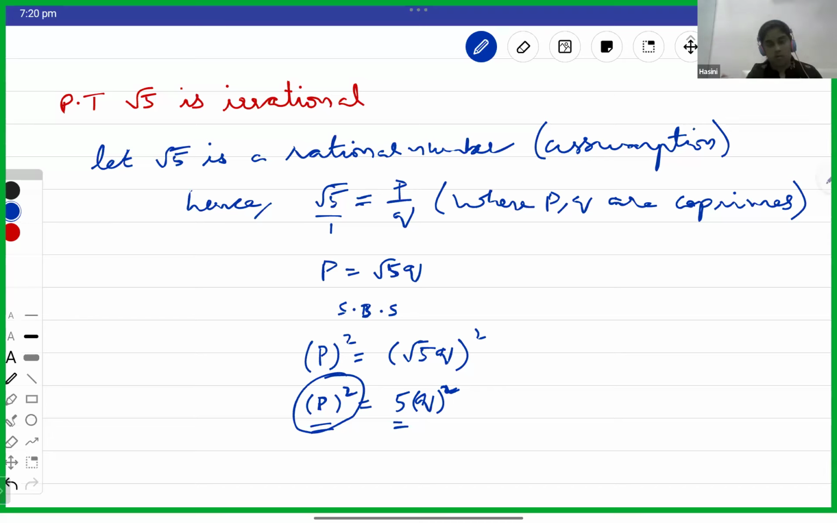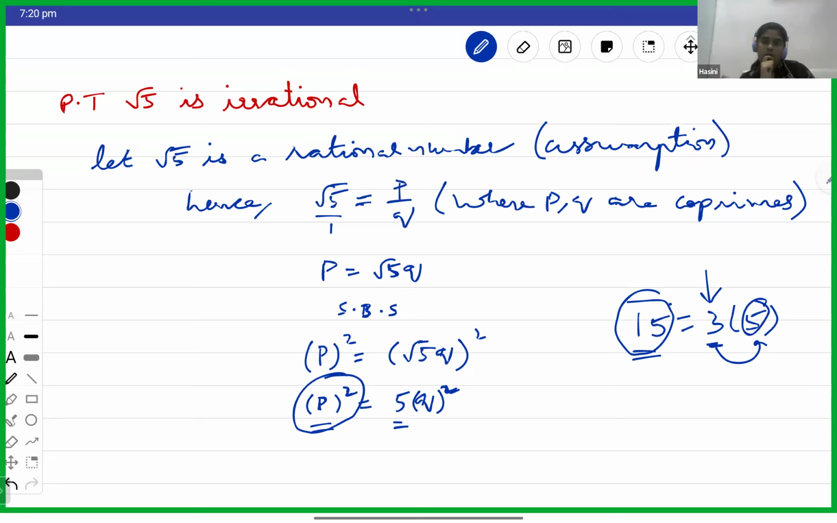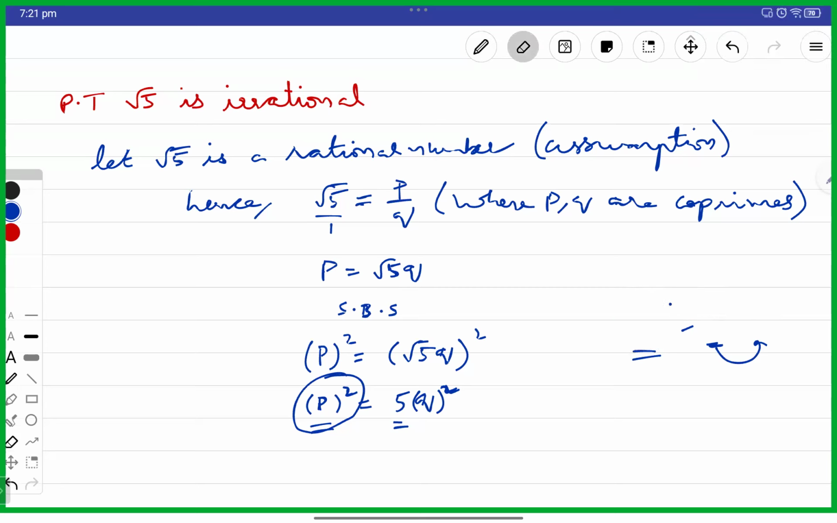Before, I gave you an example. Suppose, for example, 15 is divisible by 5. 15 is equal to 3 into 5. So whenever some number is written as a product of something, that number will divide exactly by it. And here 3 is the quotient. Yes or no, Hasni? Same way now, with this, what can we understand?